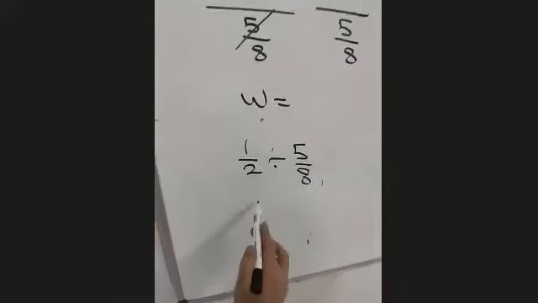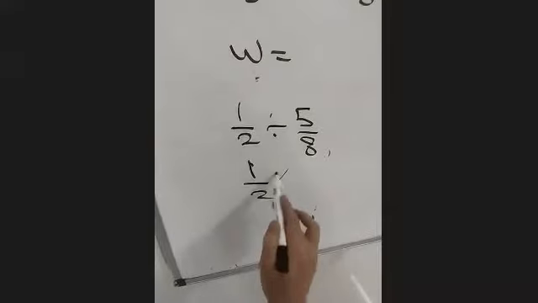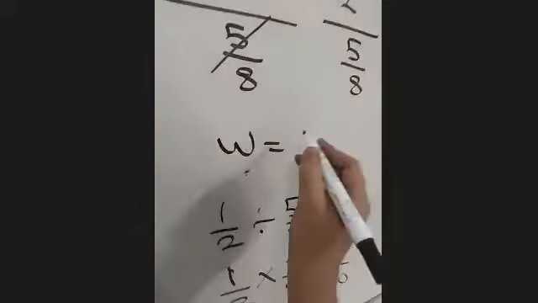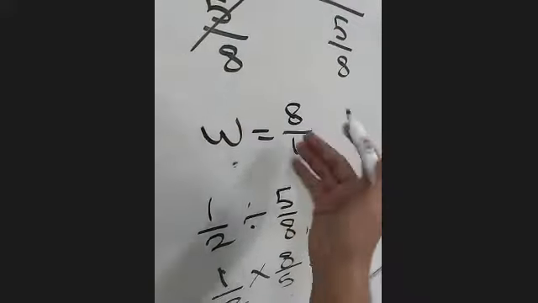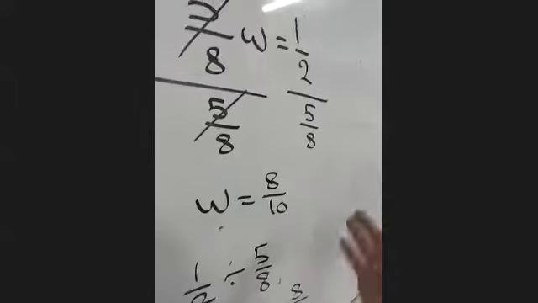How do we divide? First, 1/2 multiply 8/5. We know that, right? So it will be 8/10. So W equals 8/10, but we can simplify it to the simplest form, remember? Divide by 2 up and down, it will be 4/5. So this is W.